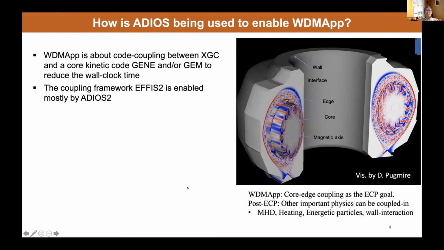So just to finish up, how is ADIOS being used to enable the WDM app in the ECP project? You can see that in the core, there's another gyrokinetic code. And then in the edge, we have the XGC code. We have an interface, we couple the codes. And there will be more codes after ECP is done: MHD, heating, energetic particles, wall interactions. All these will be done using ADIOS 2 and the coupling framework.